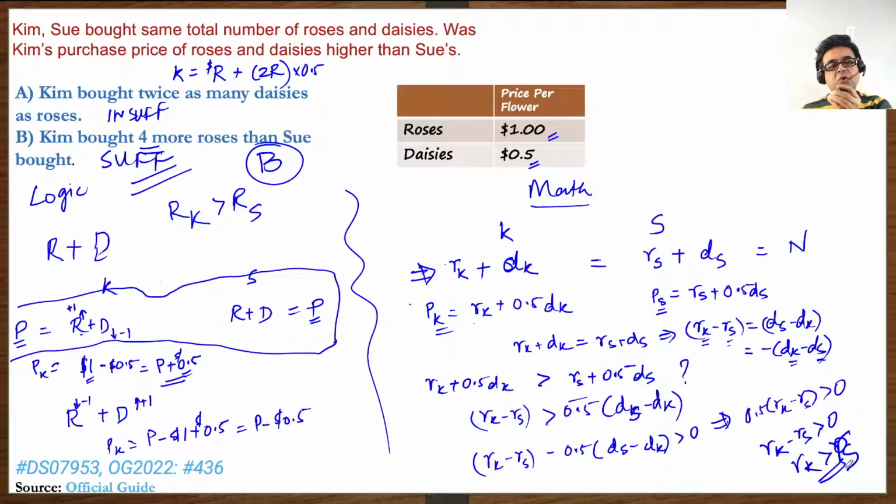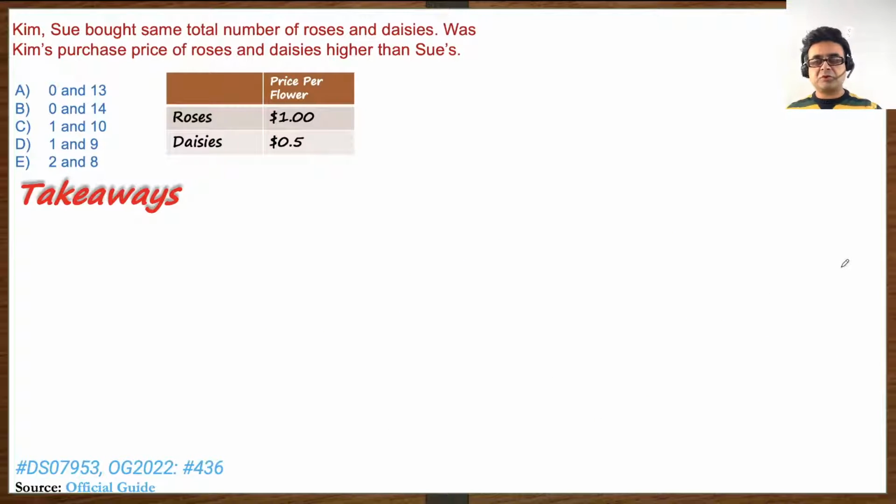And statement 2 provides the information that Kim bought more roses than Sue. The question boils down to, is RK greater than RS, which is the roses for Kim greater than roses for Sue, and hence statement 2 is sufficient to answer the question. I'm going to take a pause here to see if there are any questions around this, and then we will go to the takeaways. In the takeaways, we'll talk about which approach is better and how to think about these word problem approaches. Okay, so sounds like there are no questions out there.